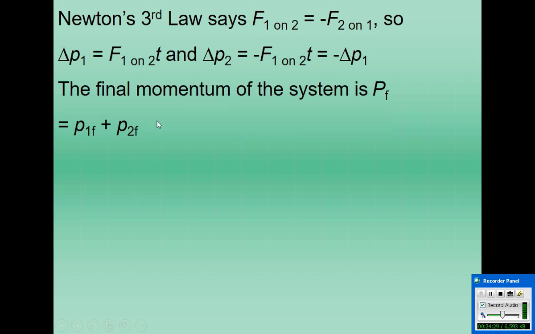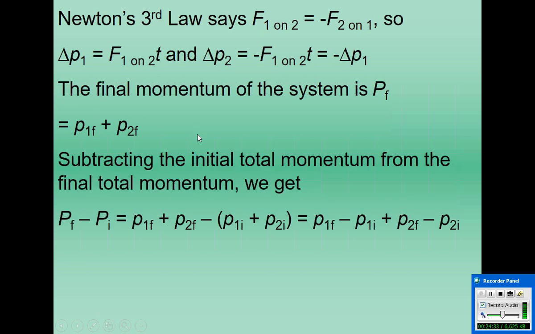The final momentum of the system is little p1 final plus little p2 final. If I wanted to subtract capital P final minus capital P initial, that's little p1 final plus little p2 final minus the sum of little p1 initial plus little p2 initial, and I can rewrite that. The change in momentum of the system is equal to p1 final minus p1 initial plus p2 final minus p2 initial.